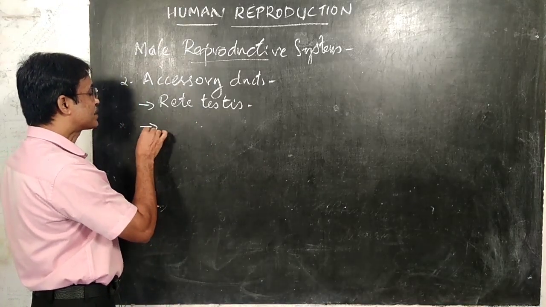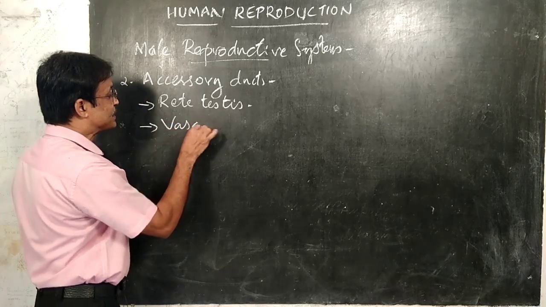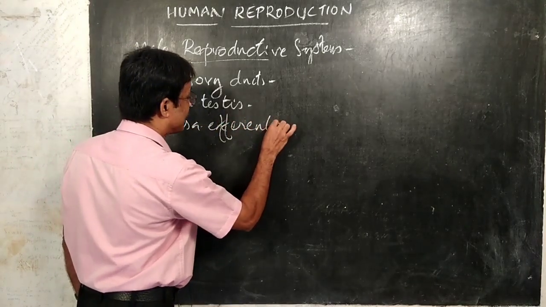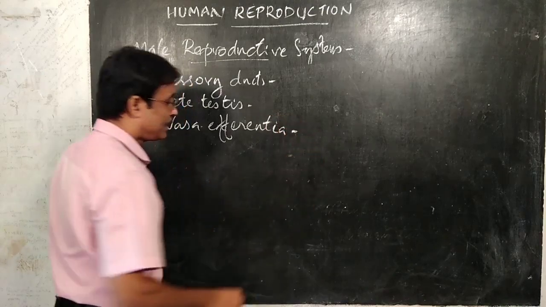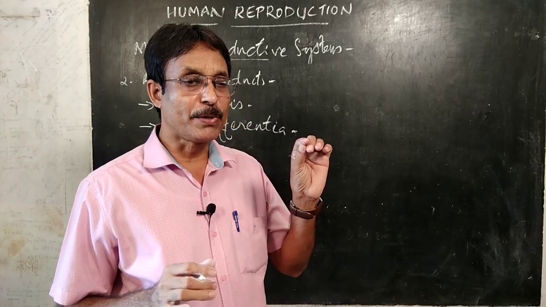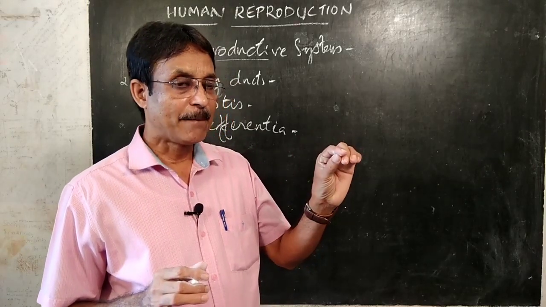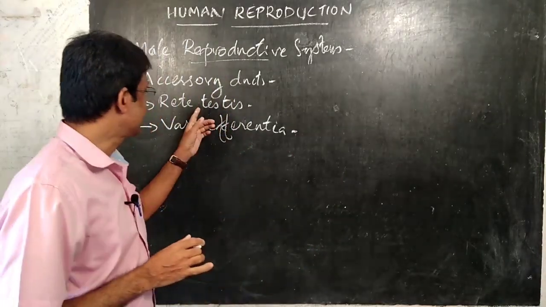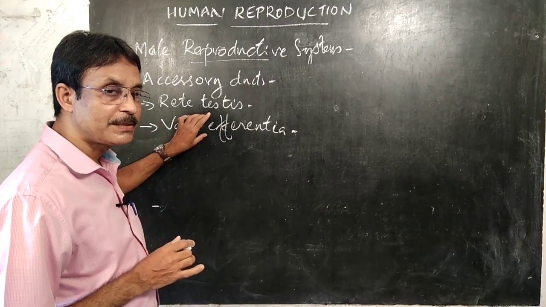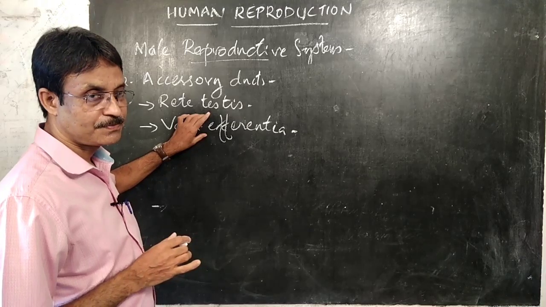Then second is vasa efferentia. These are again small, very fine tubules emerging from each rete testis for collecting and transporting the sperms.